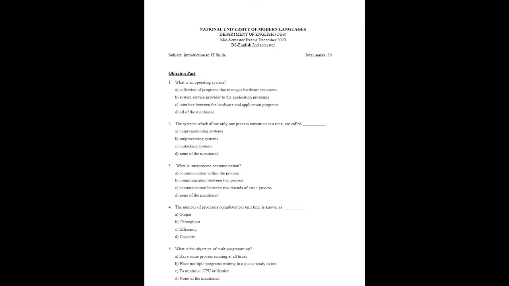Fifth one: what is the objective of multi-programming? Here the option is none of the mentioned. Sixth one: the read-write heads must be near the disk surface for better storage. Is it true or false? The option is true. Seventh one: a hard disk with 20 surfaces will have dash heads. The option is 20. Eighth one: the data can be accessed from the disk using surface number, sector number, track number. The best option is all of the above.